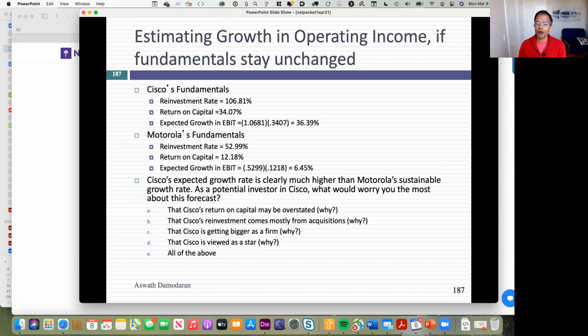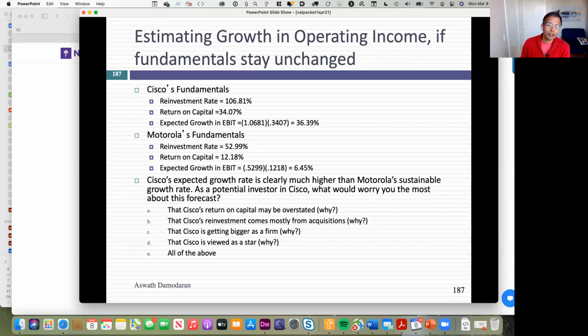But here was the even more impressive part. While they were reinvesting 107%, they were also maintaining a return on capital of 34%. You know how difficult it is to reinvest a lot and reinvest well at the same time? If you do, what do you get? You get a great looking growth rate. 107% times 34% gives me a growth rate of 36% a year.